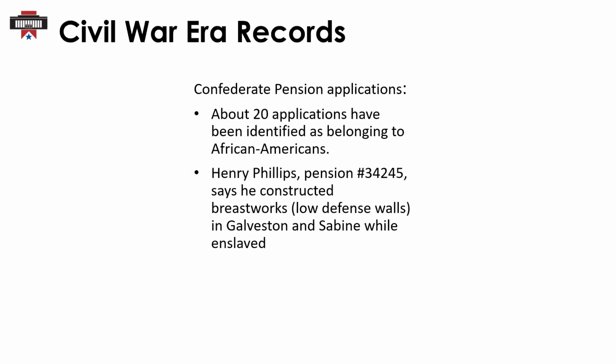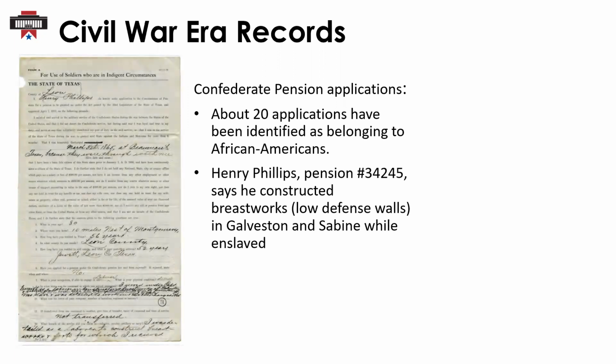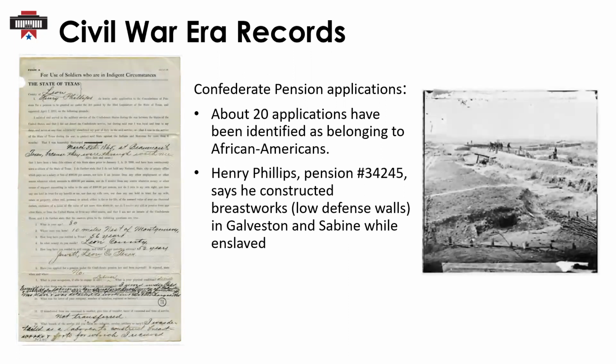Civil War era records were created after the war, but document the activities of African Americans during wartime. For example, our staff have identified 20 Confederate pension applications belonging to African Americans. This image of a Confederate pension application belongs to Henry Phillips, who reports that he constructed breastworks, or low defense walls, in Galveston and Sabine while he was enslaved.